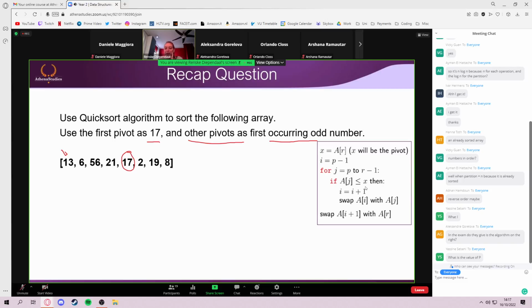In the exam, did they give us the algorithm on the right? No. Well, I'm not 100% sure, but I don't think so. I just thought because you've just seen it now, I should put it over here.